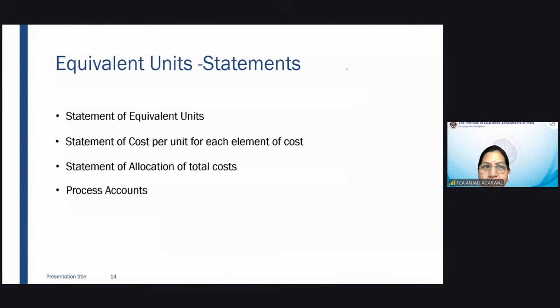In process account, our next topic is equivalent units. Here we prepare 4 statements. One is the statement of equivalent units. Second is the statement of cost per unit for each element of cost. Third, we assign these costs to the different products like work in progress, finished goods, abnormal loss, abnormal gain. And finally, from all 3 statements, we prepare the process account. Let us look at how we prepare the statement of equivalent units first.